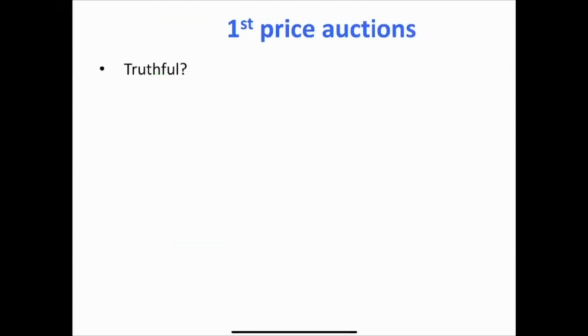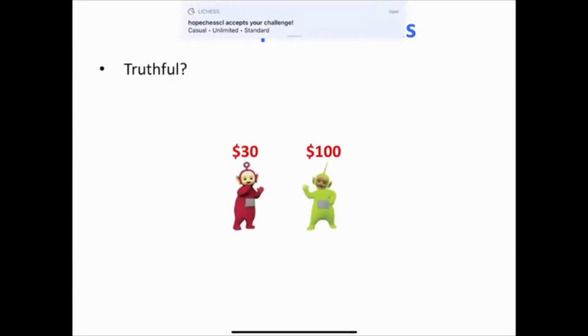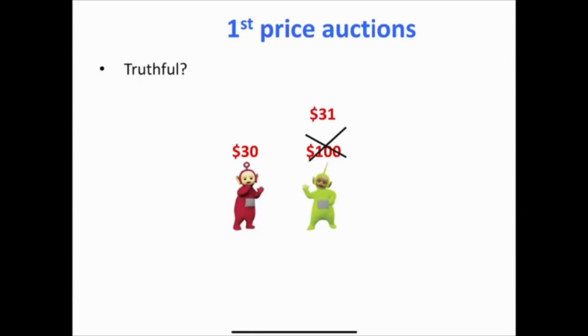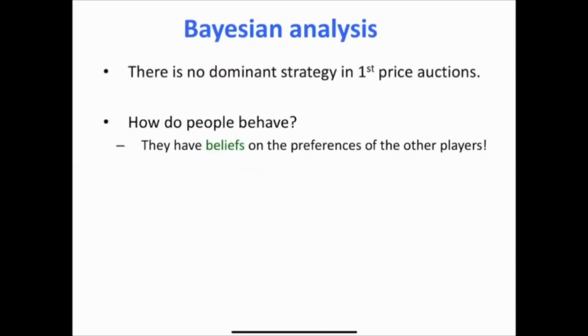So truthful, okay. Let's look at whether it's truthful. Can anyone answer whether this first price auction is truthful or not? In a first price auction, you could potentially win by lying, isn't it? Let's say your intrinsic value is $100, but you don't really need to bid $100 in order to win. You just say 31. You actually win, but you have a much larger gain out of this. So not truthful. So it's not a dominant strategy in the first price auction.